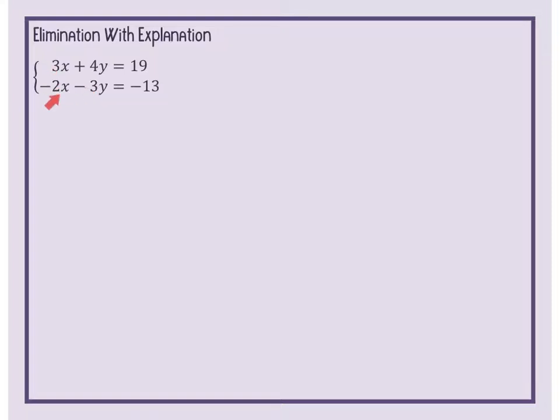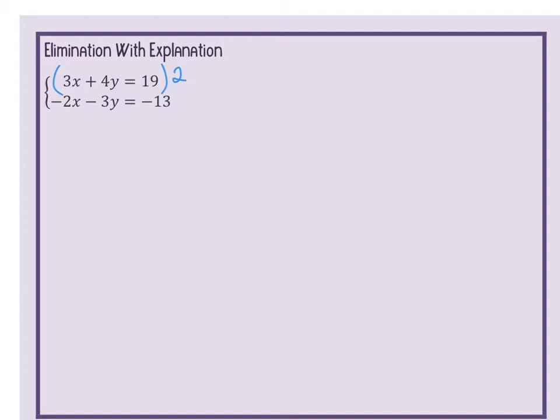So I look at x's. Are x's easy to make the same, or are y's easy to make the same? Well, it doesn't matter. I'll just go ahead and do x's. The least common multiple of 2 and 3 would be 6. So I need both of them to turn into 6, and I need one to be a positive 6 and one to be a negative 6, which my signs are already there. So my first step is to multiply the top equation by 2 and multiply the bottom equation by 3. Okay, that's my first step.